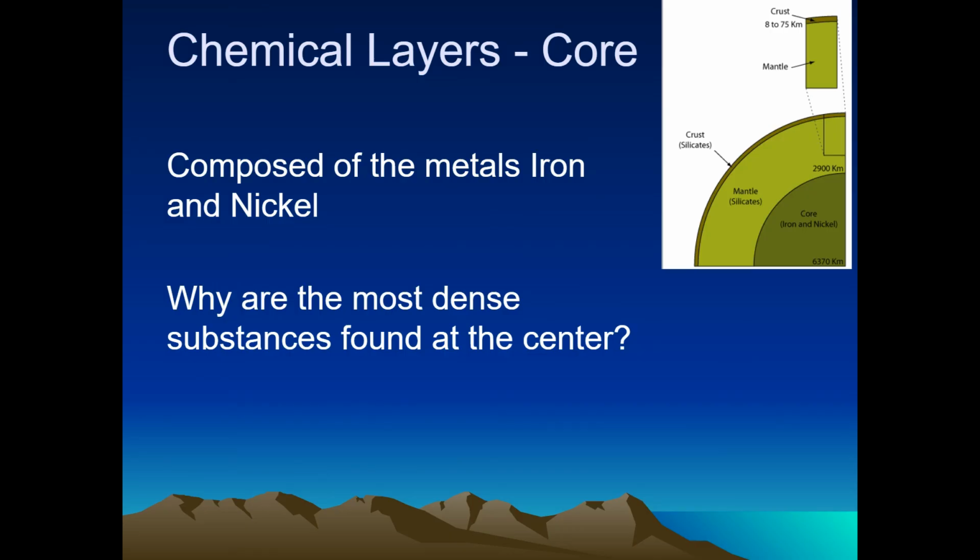Now, we know that more dense objects sink and less dense objects float, right? But how can things sink or float when you're talking about solid rock? We have to think about when the Earth was forming. Remember, this is all theoretical. We can't go back and see it, but we have a lot of evidence to support that when the Earth was forming, it was very hot. In fact, the entire Earth was more like a molten ball of rock instead of the solid layers that we mostly see today.